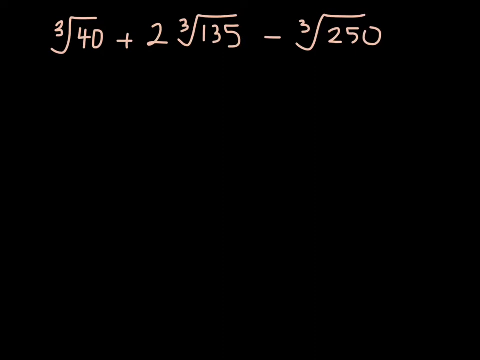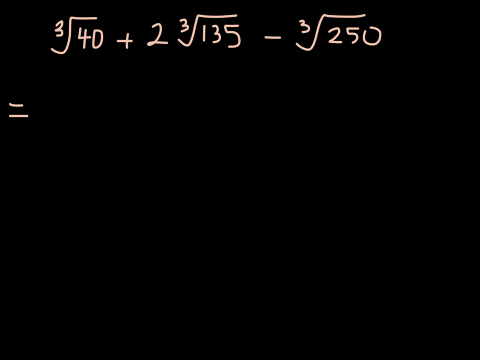Check this one out. We have the cube root of 40 plus 2 times the cube root of 135 minus the cube root of 250. Now, what I'll do is I'll simplify each one of these, and hopefully after doing so, we'll have like radicals. Right now, at least all of the indices are 3, right? Index 3, index 3, index 3. That's good, but the radicands are all different.